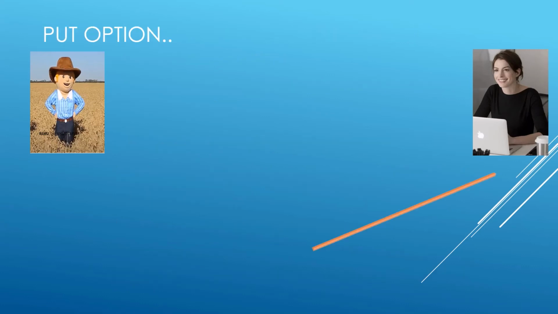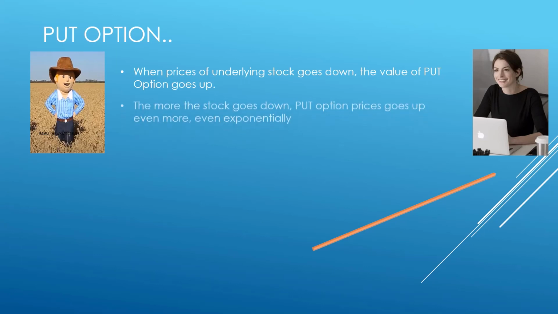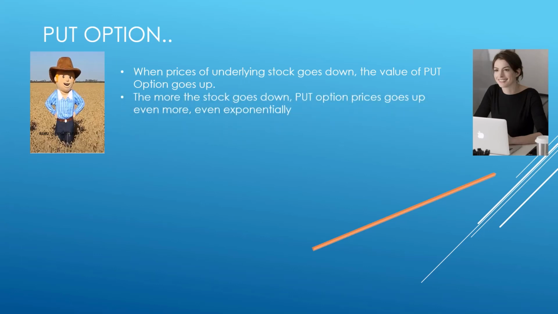Now, what we explained through this example was a put option. Here, when the price of the underlying stock goes down, the value of the put option goes up. More and more the stock goes down, put option prices go up even more, and sometimes exponentially.